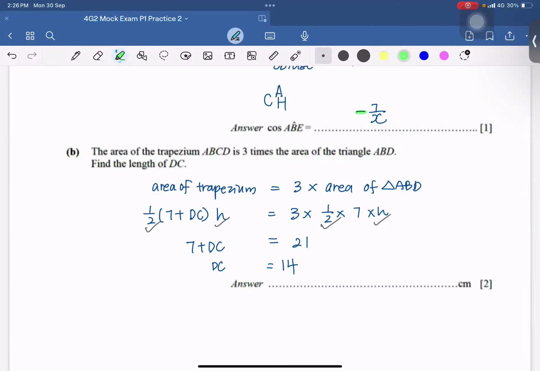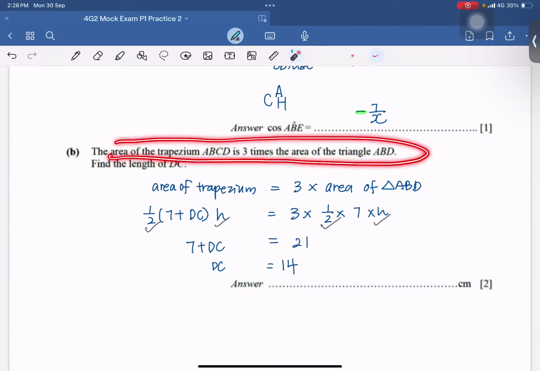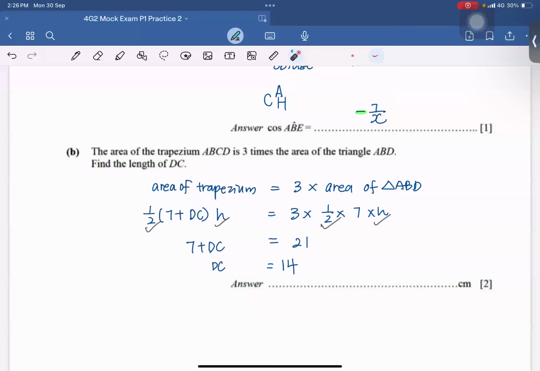And you have more than one unknown, right? For this type of question, like I said yesterday many times, follow what the statement says. The area of trapezium is equal to 3 times the area of triangle ABD. Okay, fine, I write it down.